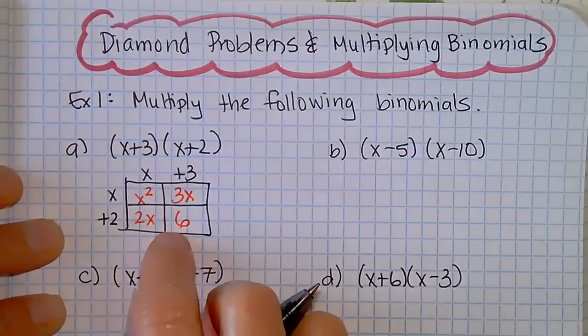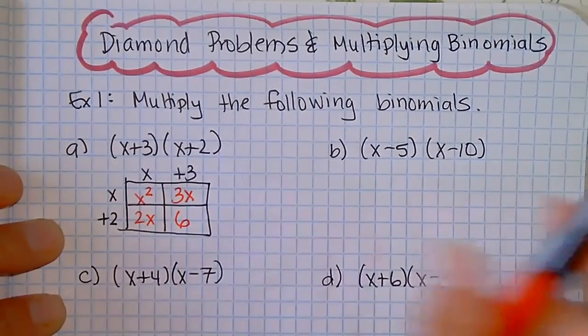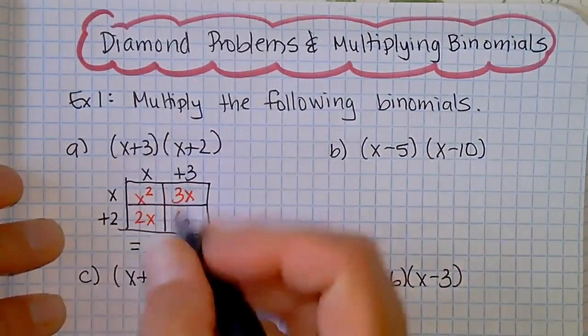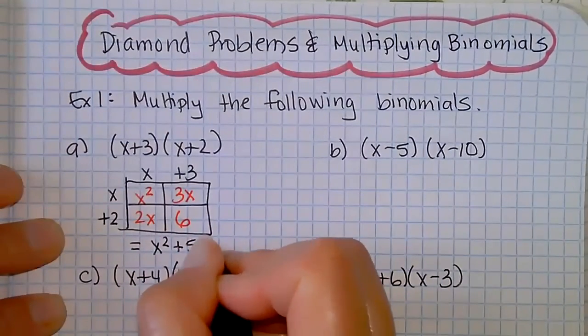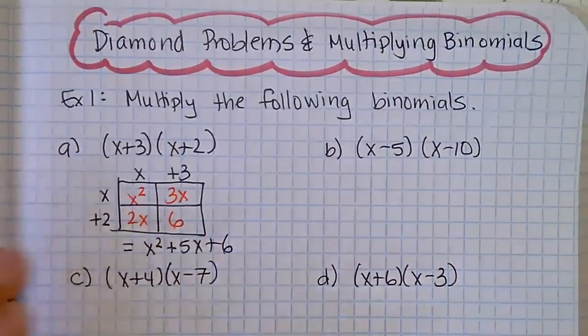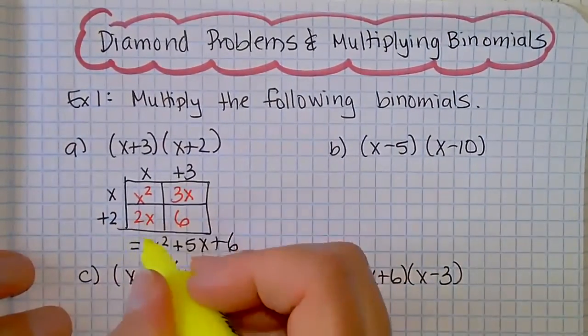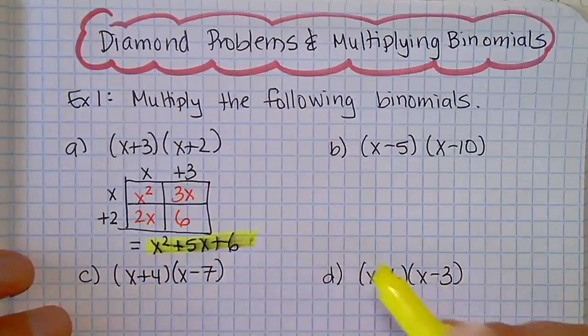Now, this is not my answer. I need to actually write out my answer. So my answer is x squared plus, and I combine like terms, 5x plus 6. That is my answer.